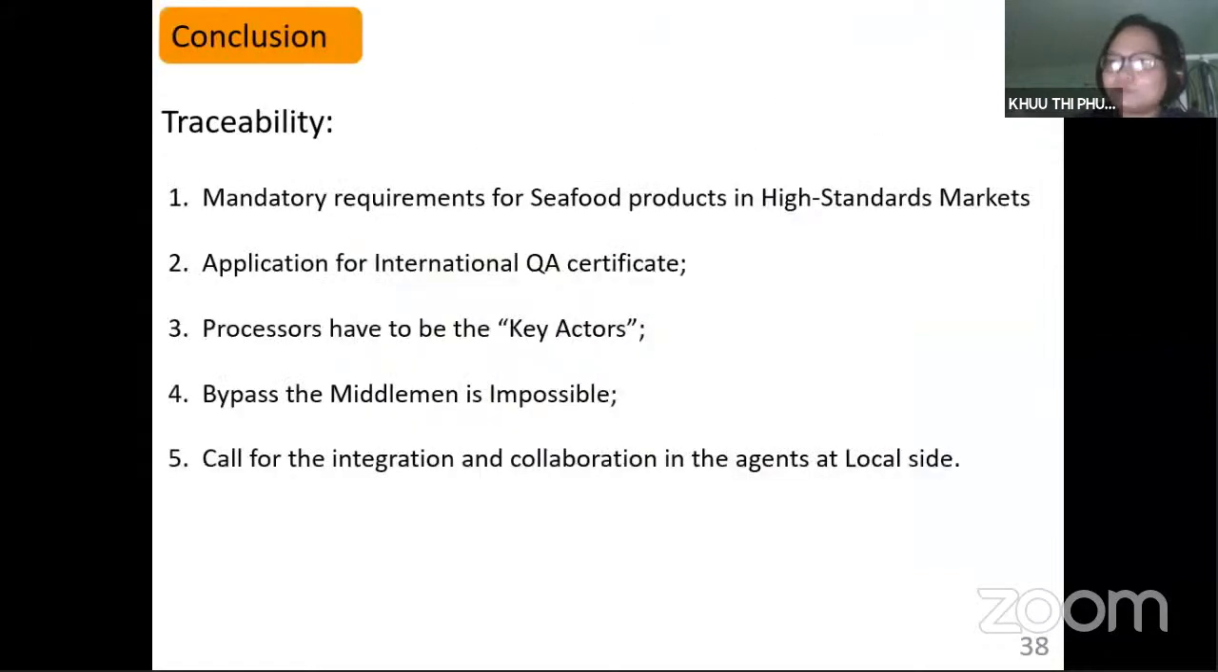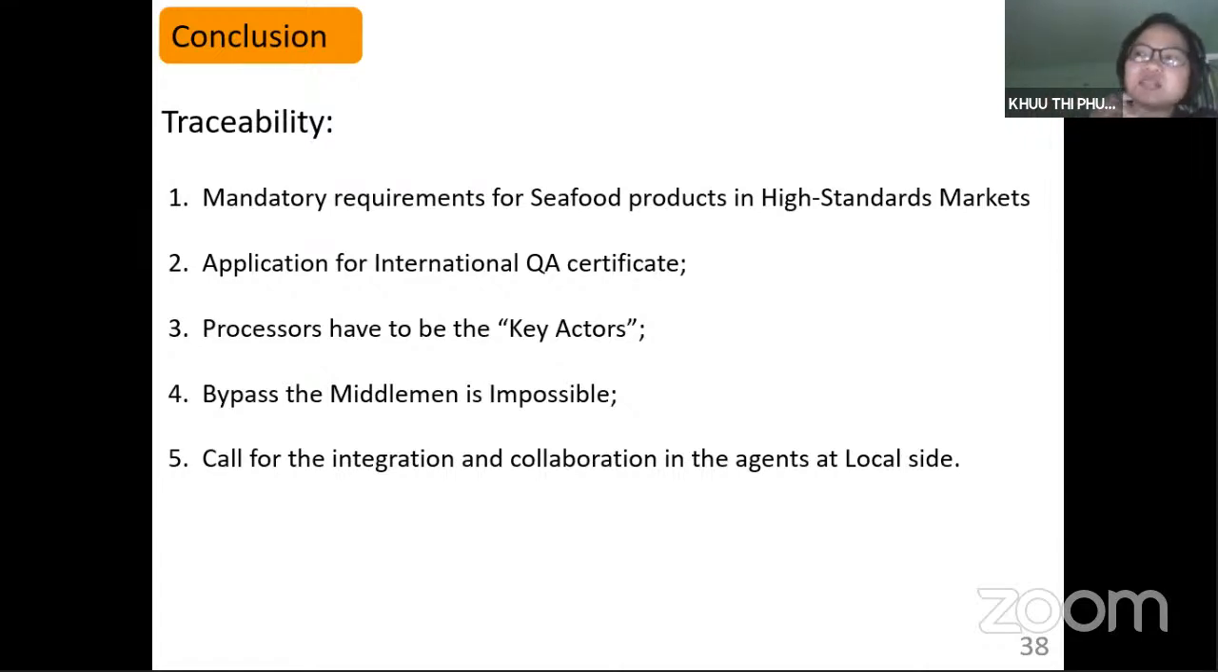My conclusion for this topic is that traceability is now a mandatory requirement for seafood products in high standard markets. If we want to export our product, we have to think about their requirements. If we can apply international quality assurance certificates, they can support the traceability system. But the biggest problem now is that the cost to apply quality assurance certificates is very high compared to the income of the farmers or fishermen.